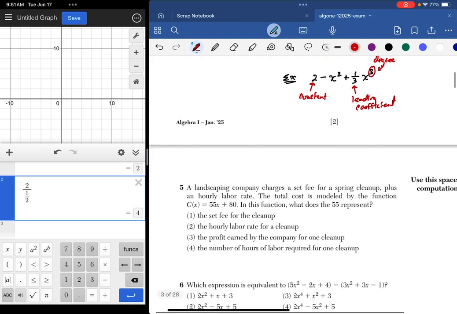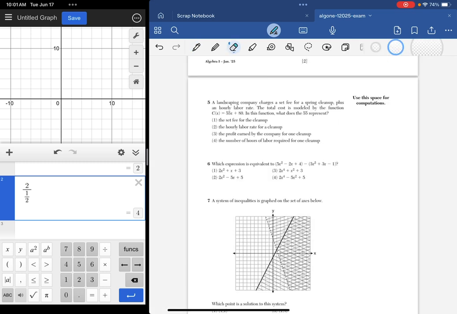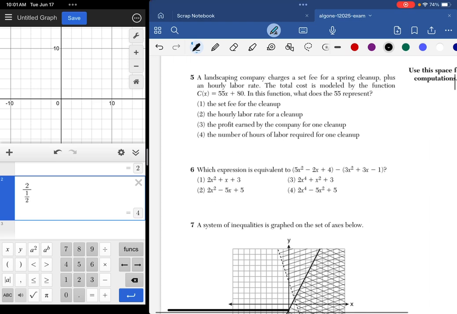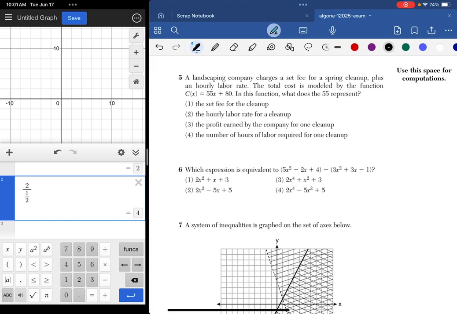All right. Moving on, number 5. A landscaping company charges a set fee for spring cleanup plus an hourly labor rate. The total cost is modeled by the function C of x is equal to 55x plus 80. In this function, what does the 55 represent? Right? So that's a slope. It's a measure of the slope. And so what we need to determine is what the slope represents in the context of the problem.